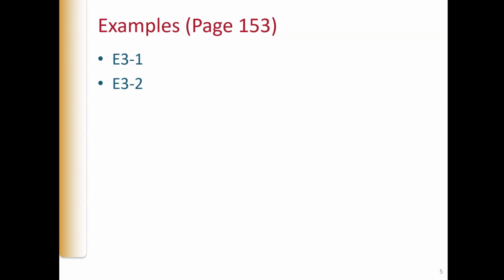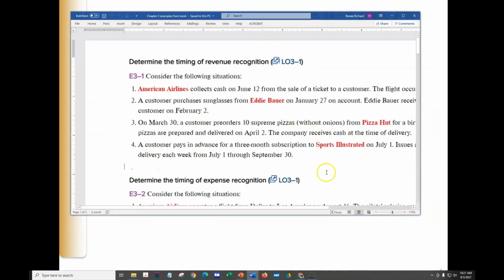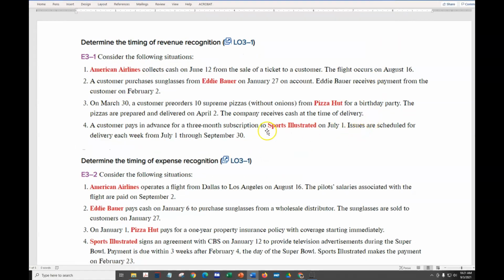Let's just look at a couple of quick examples. E3-1. Now these examples are all in your book. I've just put them on a separate document to make it a little easier. But you can open your book and find this example. American Airlines collects cash on June 12th from the sale of a ticket to a customer. The flight doesn't occur till August 16th. And this is common because you typically don't buy the airline ticket the day you fly. Or if you have to, it's pretty expensive.